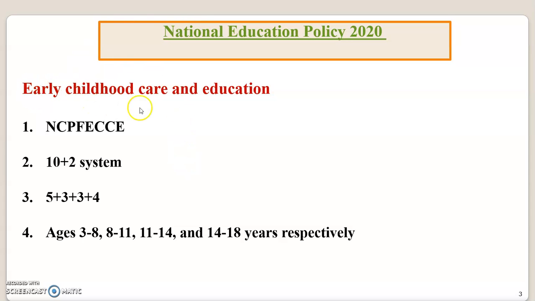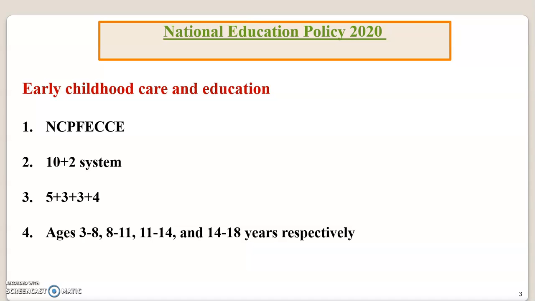Then the second important reform is early childhood care and education. In National Education Policy 2020, the current 10+2 system is to be replaced by a new system, that is a 5+3+3+4 curricular structure corresponding to the ages of 3 to 8 years, 8 to 11 years, 11 to 14 years and 14 to 18 years respectively.